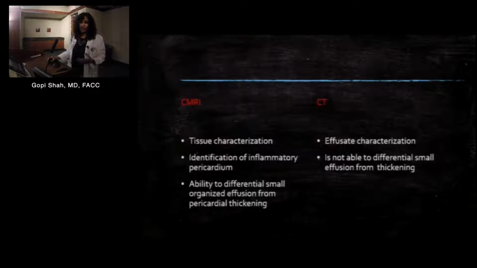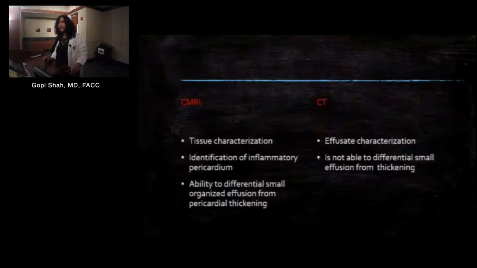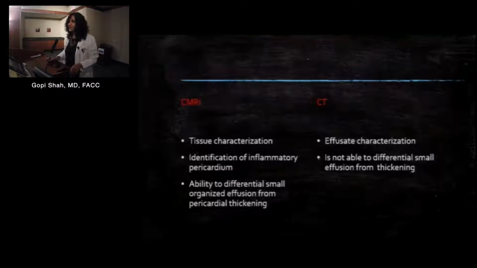What would they offer in addition to the echo? Well, CMR will give you tissue characterization, and in particular the late gadolinium enhancement is very helpful in defining inflamed pericardium. And again, it will also help us distinguish very small organized effusion from pericardial thickening. CT will give you the effusate characteristics depending upon the Hounsfield units. If it's less than 20, it would be like a transudate, 20 to 60 would be exudative, and more than 60 would be sanguineous. But it is still not able to differentiate small effusion from thickening.